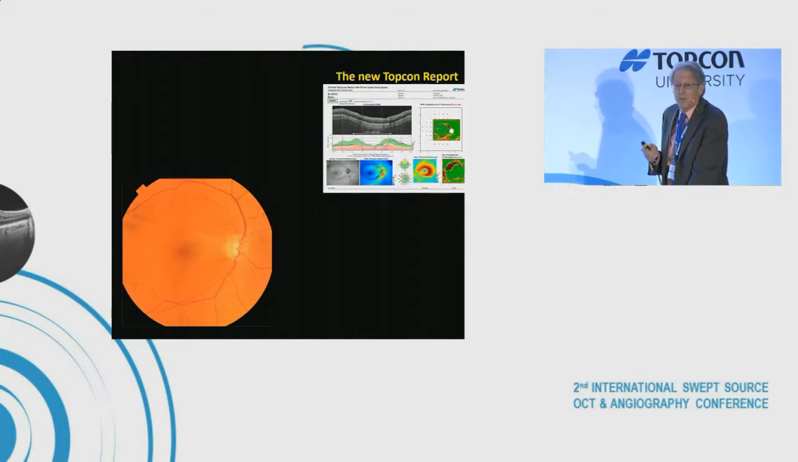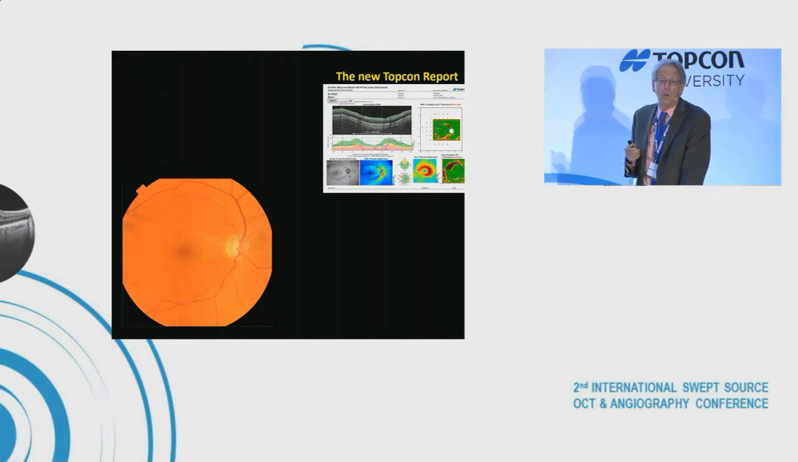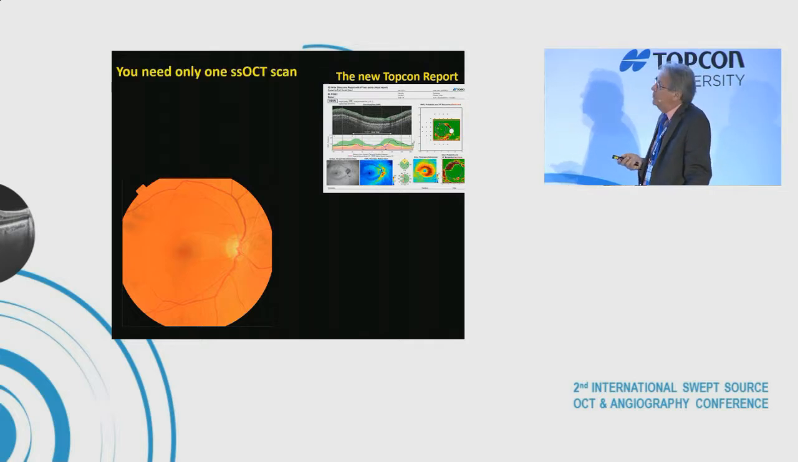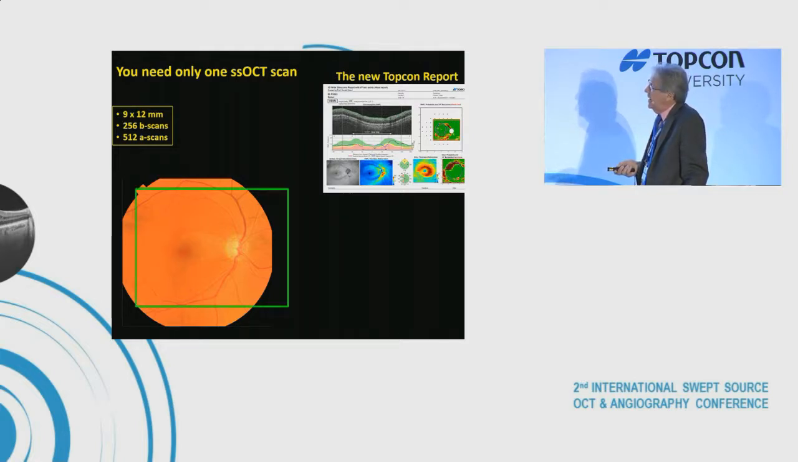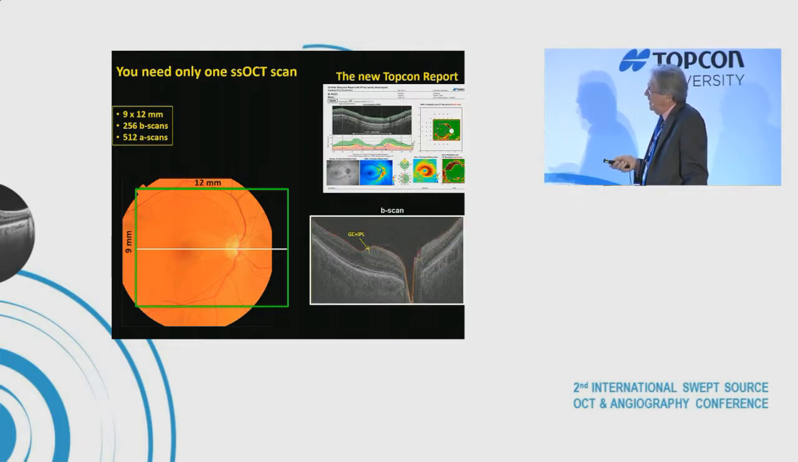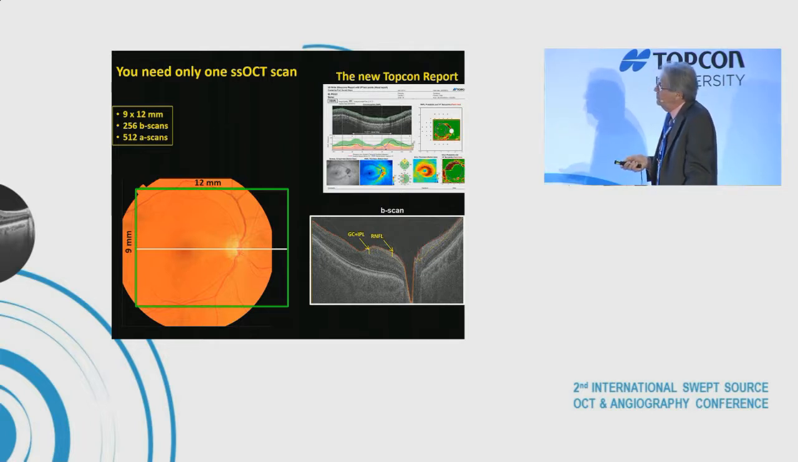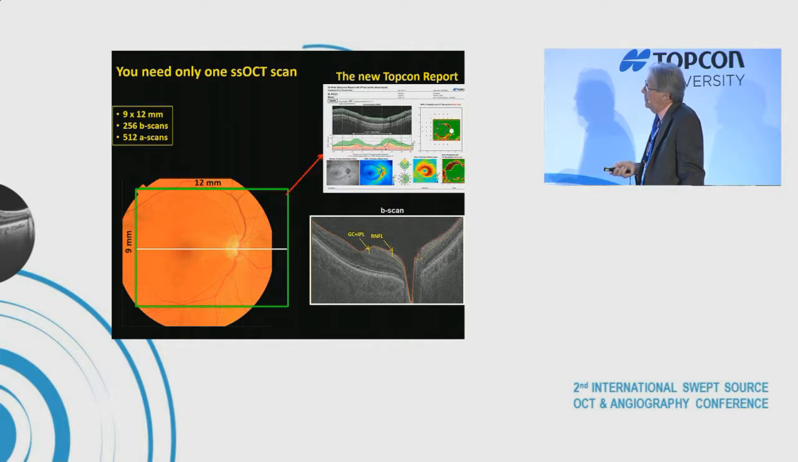All right, now, because the swept source is so fast, we can now do all that with a single scan. And the scan we use is 9 by 12 millimeters, so it's a wide field scan available in the Triton and Maestro. It's got 256 B scans. Here's the B scan through the fovea, and that would be the ganglion cell plexiform layer, and that's the retinal nerve fiber layer. And this has pretty good resolution because it's got 512 A scans. From that, we're going to produce this report.